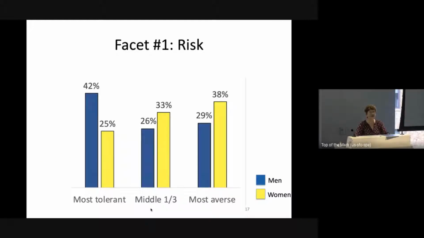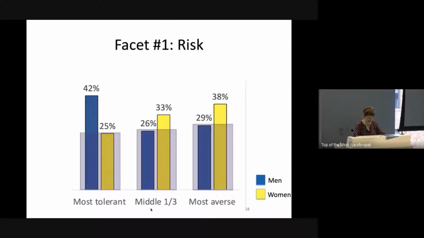This is some data from a fairly recent study, just 1 study in this slide here, but each one of our facets has at least 5 independent empirical studies behind them, so they're very well researched. Anyway, the blue bars were men and the yellow bars were women. Those were the only 2 genders in this particular study. And as you can see, the first thing is some people are risk tolerant, some are somewhere in the middle, some are very averse, and there are more women on the very averse and more men on the very risk tolerant side. But you can also see there is a ton of overlap.